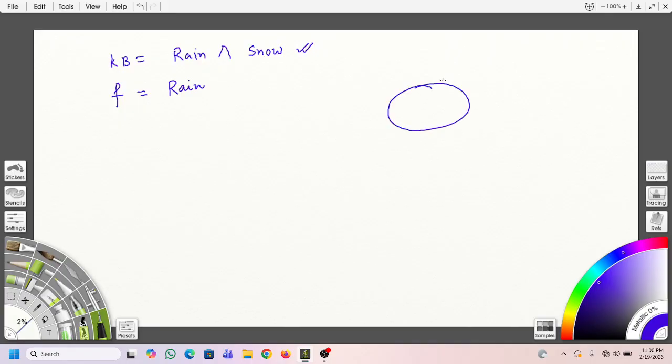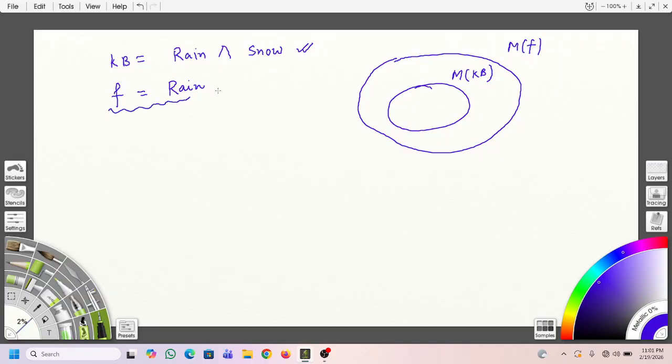That means if this is my model of KB, then this can be a subset of model of F. Why? Because in model of F, the rain can be accompanied with snow or it cannot be accompanied with snow. So basically F is equal to rain. The model was already knowing this. So nothing new was added to KB. Therefore, we denote this as KB entails F.